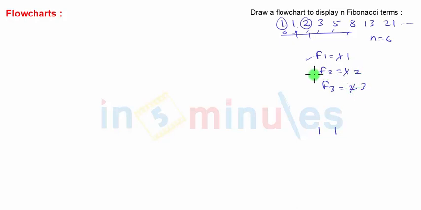Then we have to treat these as the first two terms. For that I'll put F2 in F1 and F3 in F2. So now 2 and 3 are my initial terms. Out of that, the first term I'll display, that is 2. Again add the two numbers to get 5.